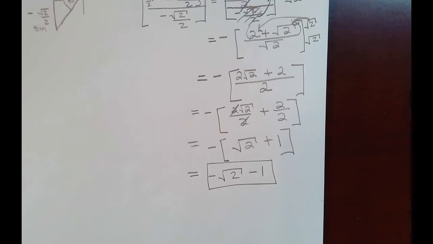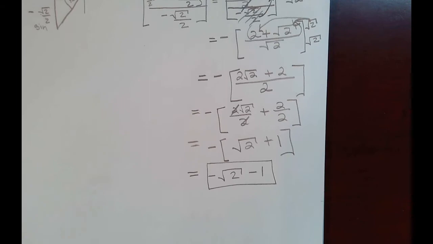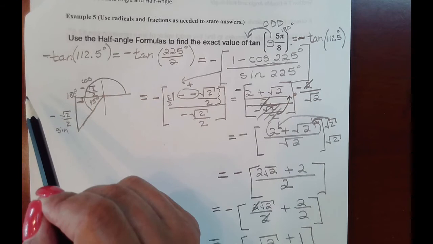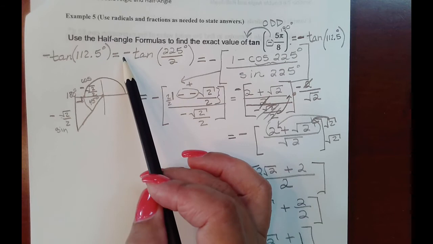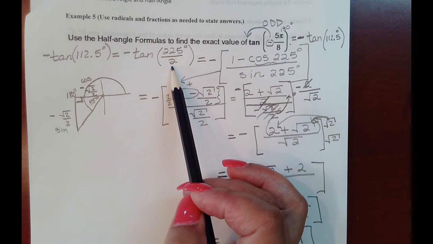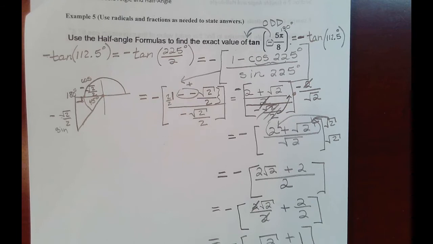Now let me check these signs here. Let me go back and go over my work a little bit. So this was tan of negative 5 pi over 8. We took the negative out there. This was 112. Then we had the negative here. Then this was tan of 225. I just want to make sure that I have all of this right. Give me 1 minute.